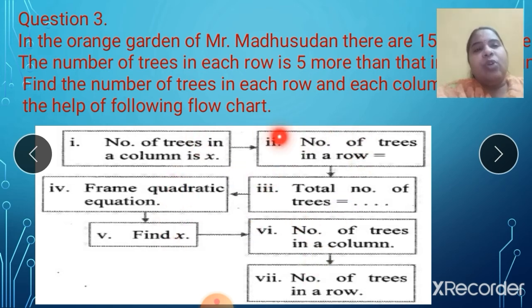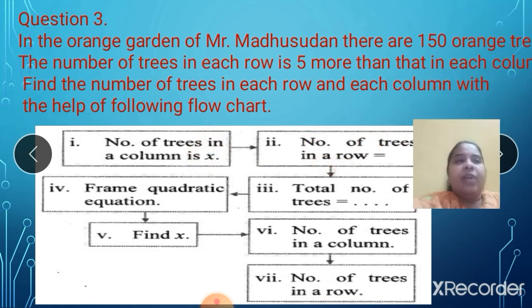So we are going to follow this flowchart in this way only and get to the final answer. Okay, see the first step. Number of trees in each column they have assumed for us as x. Right. Number of trees in each row, for that, what should I do? I'll read the statement again. Number of trees in each row is 5 more than that in each column. So if in each column it is x, in each row it is 5 more. 5 more means x plus 5. So what should come here?